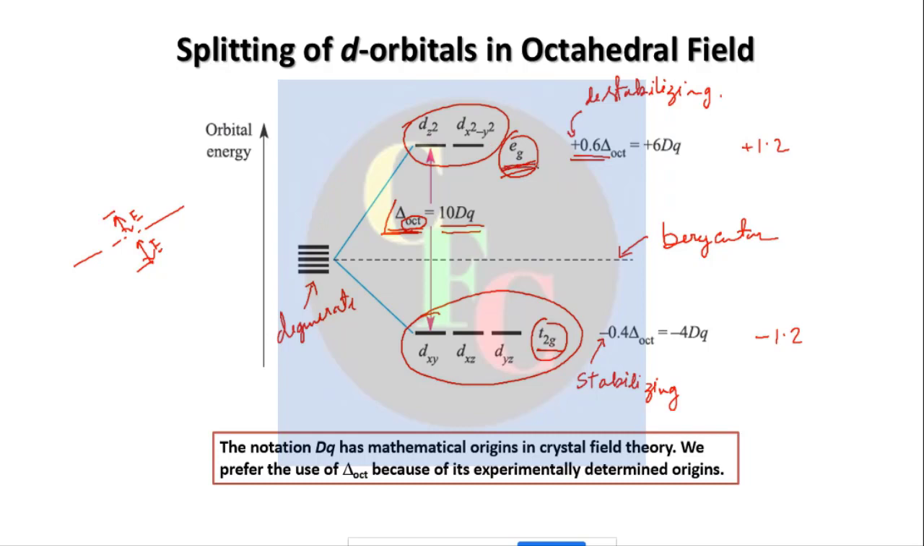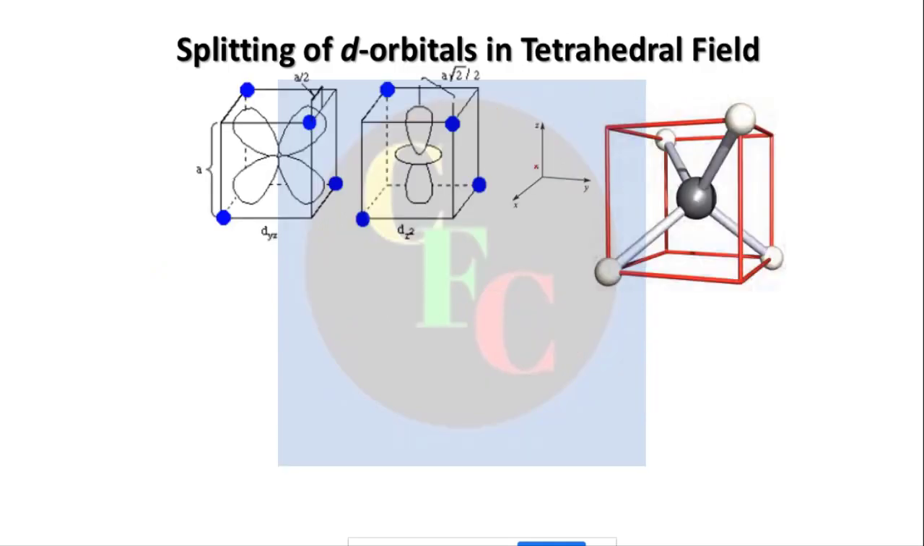I think in the last lecture we discussed about g, right? Last or previous lecture, g is for gerade, right? So keep that thing in mind. We will come to this very quickly. Now the next important geometry in our transition metal complexes is this tetrahedral field, right?